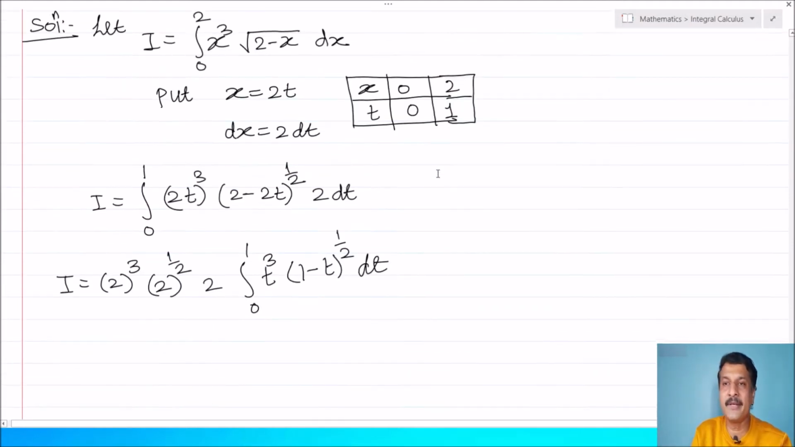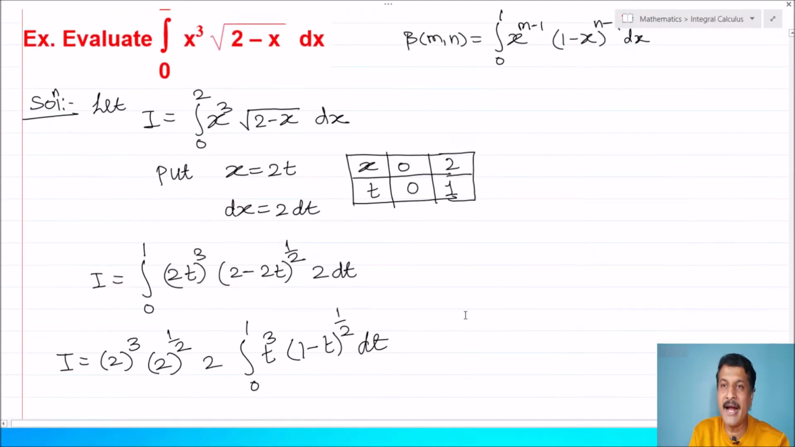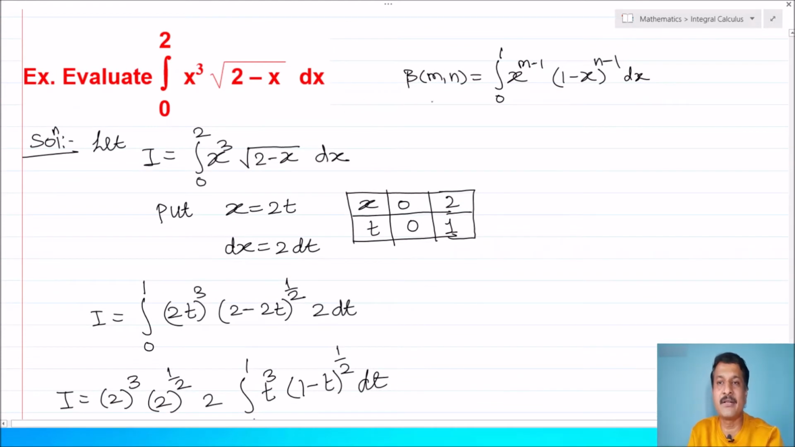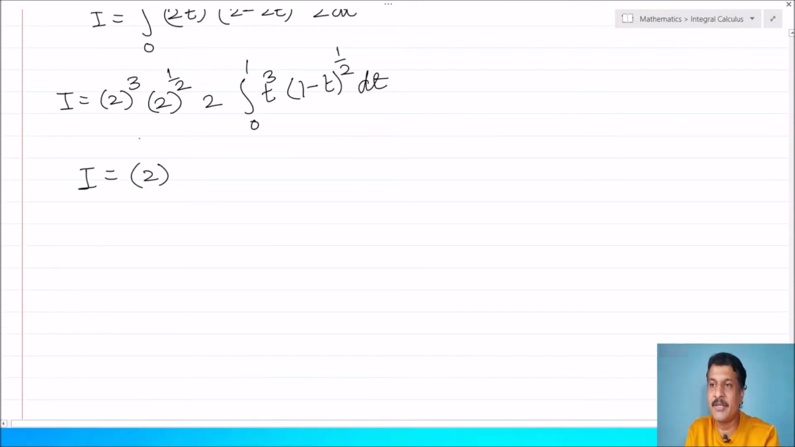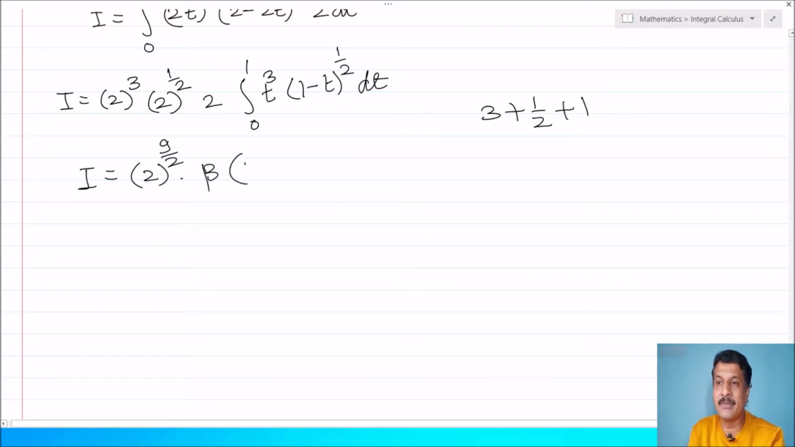And then by definition of beta function, beta of m, n equal to this one. So power plus 1, next number power plus 1. So I am getting here I equal to, what is up here? 2 raised to, so here 3, here half, and here 1. So 3 plus half plus 1. So I am getting here 2 raised to 9 by 2 into beta, power plus 1 means it is a 4, and next this power plus 1, it is a 3 by 2.